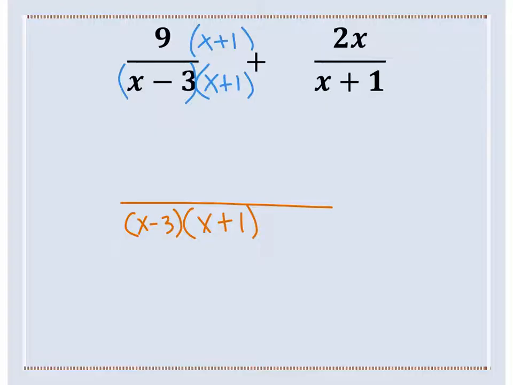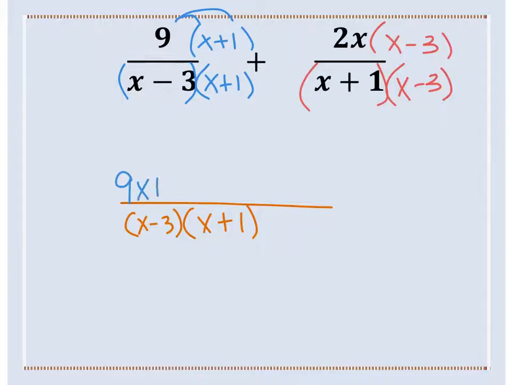My second fraction, I'm missing the x minus 3. If I'm multiplying by x minus 3 on the denominator, I must also multiply it on the numerator. So go ahead on the left side and distribute the 9. You have 9x plus 9. On the right side, distribute the 2x.